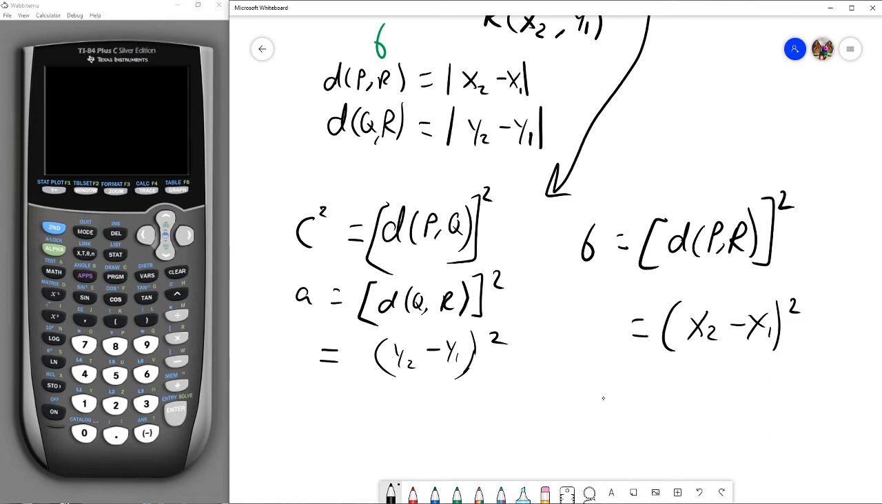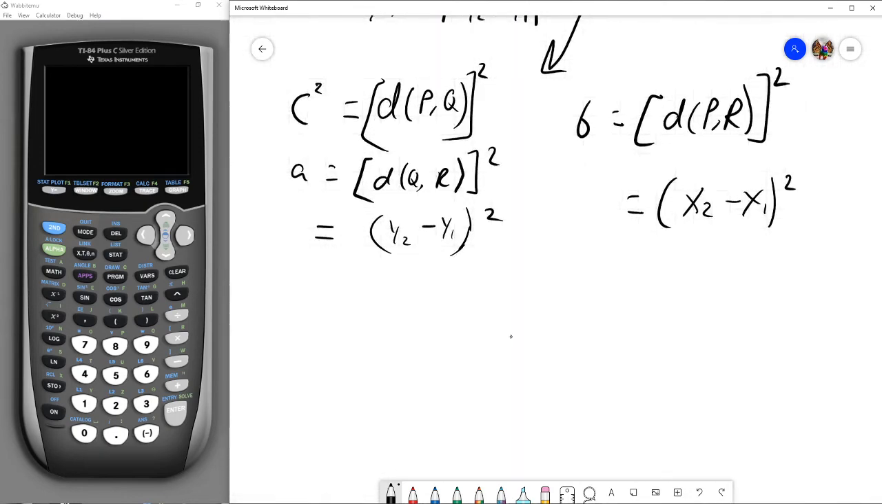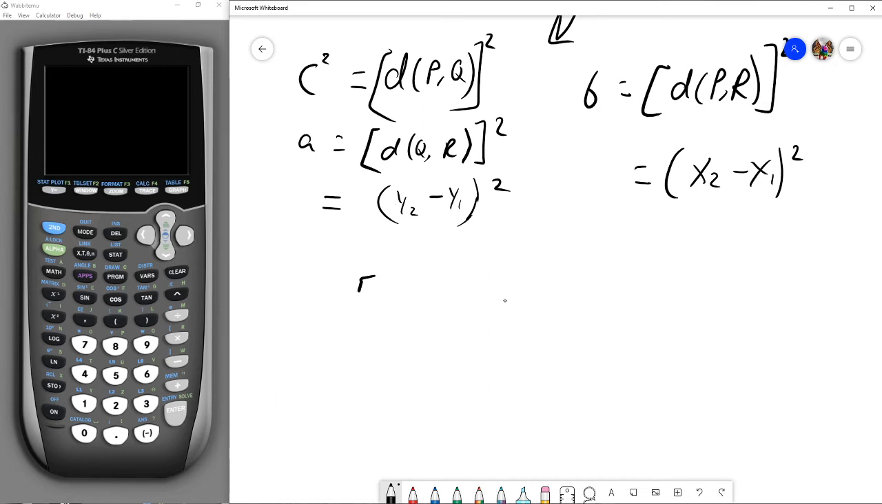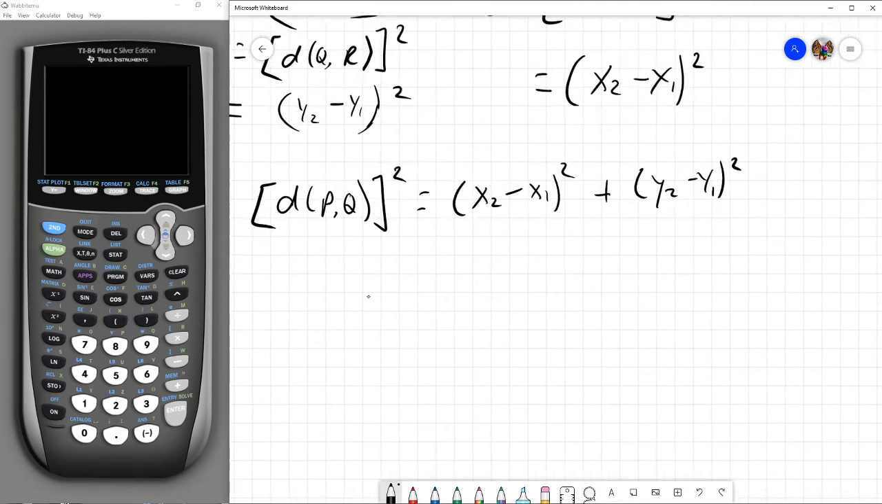So with this new way of thinking about a, b, and c in terms of distances, we are going to reinterpret the Pythagorean theorem. So we have the distance from P to Q, quantity squared, is equal to, I'm going to rearrange my a and b, I'm going to write my b first, x2 minus x1, quantity squared, plus y2 minus y1, quantity squared.